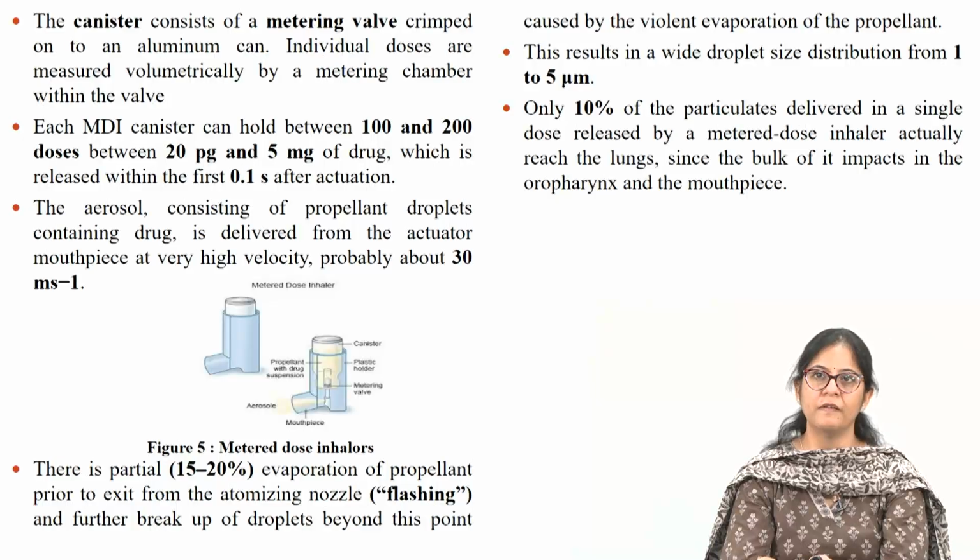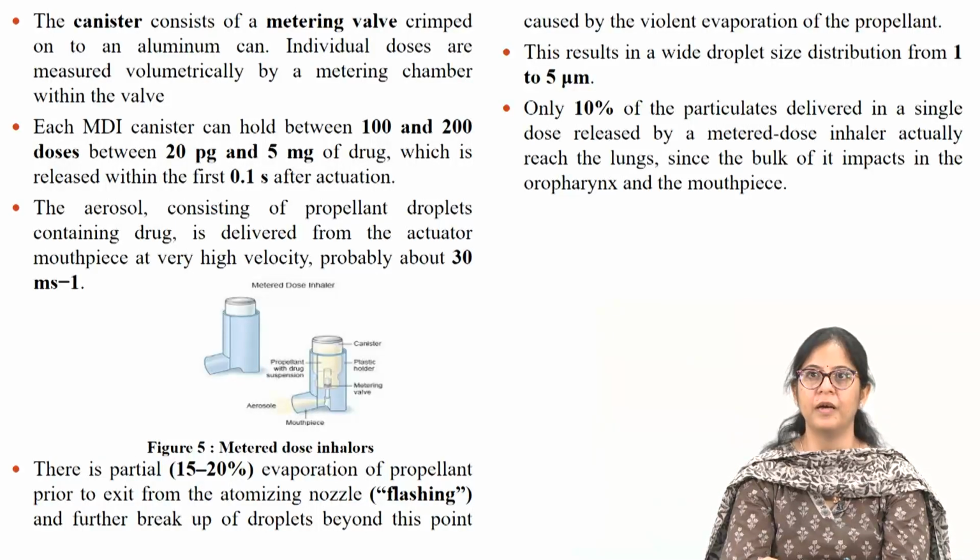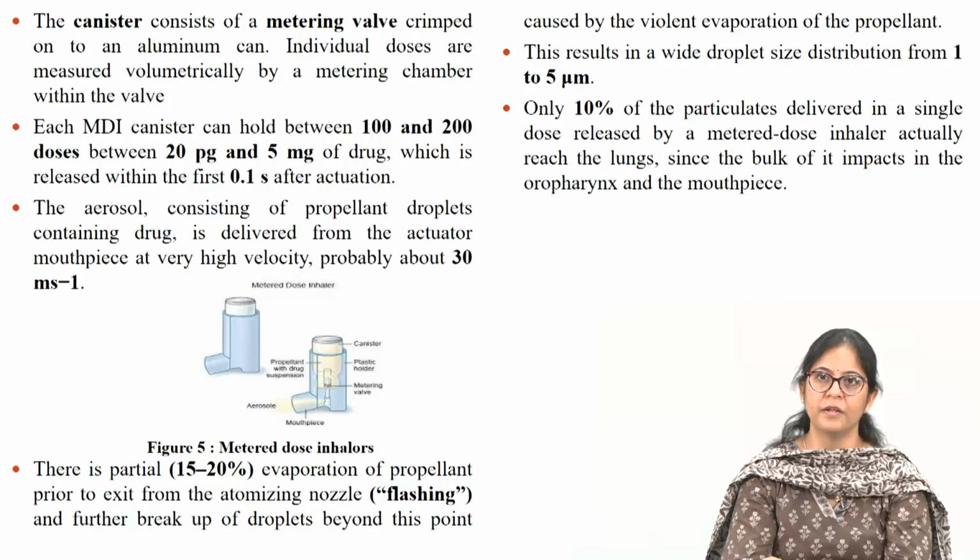The canister consists of a metering valve crimped onto an aluminum can. Individual doses can be measured volumetrically by a metering chamber within the valve. Each MDI canister can hold between 100 to 200 doses, between 20 picogram and 5 mg of drug, which is released within the first 0.1 seconds after actuation.